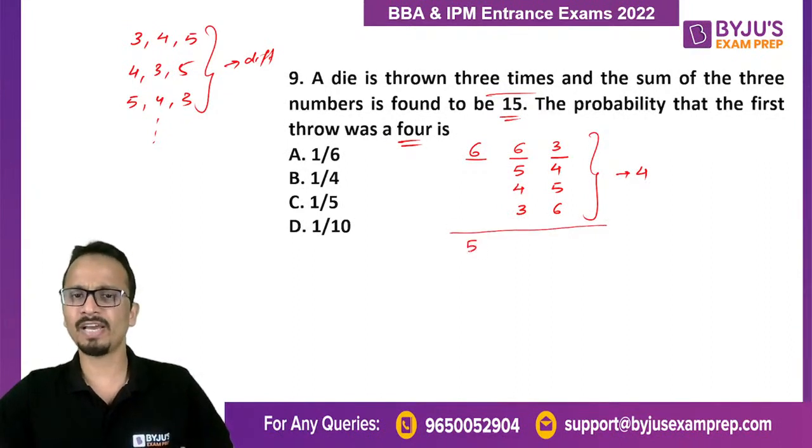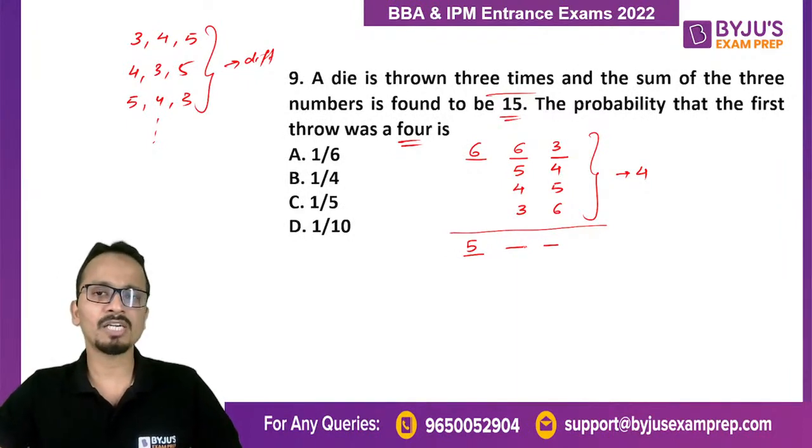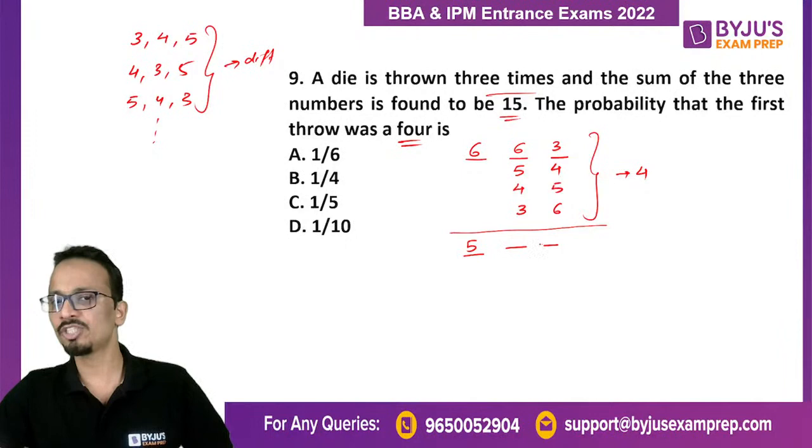Now let's start with 5. If the first die will have 5 and the sum needs to be 15, I'm left with a total sum of 10 for the next 2 dice.